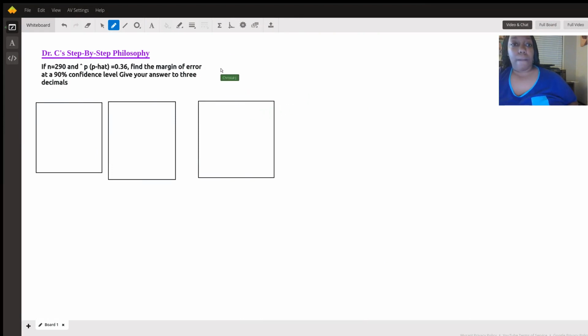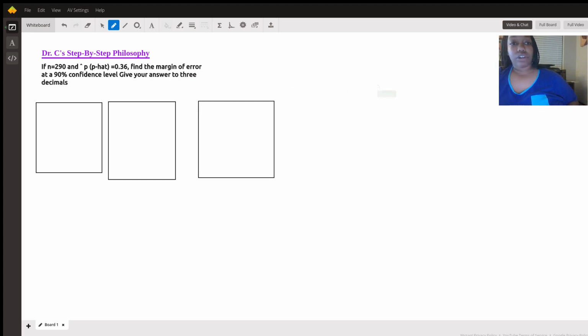So we have this word problem that doesn't give us a lot, but it gives us just enough. It says: if the sample size is 290 and p hat is 0.36, find the margin of error at the 90% confidence level. Give your answer to 3 decimals.